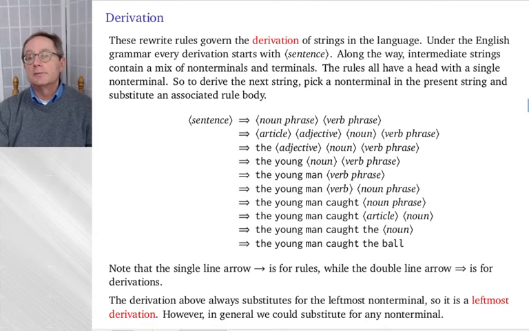So sentence can expand to noun phrase followed by verb phrase. Noun phrase can expand to article followed by adjective followed by noun. Verb phrase just got copied from the previous line.